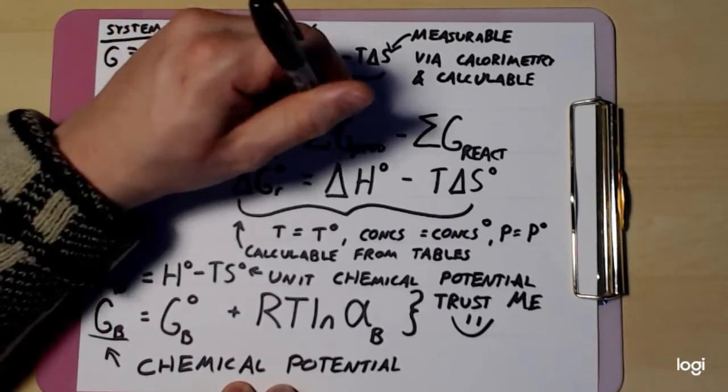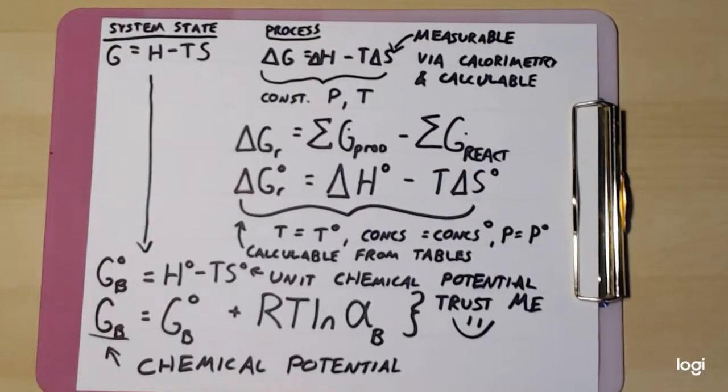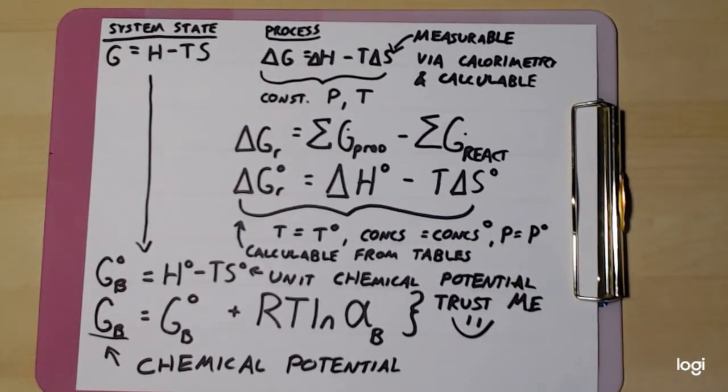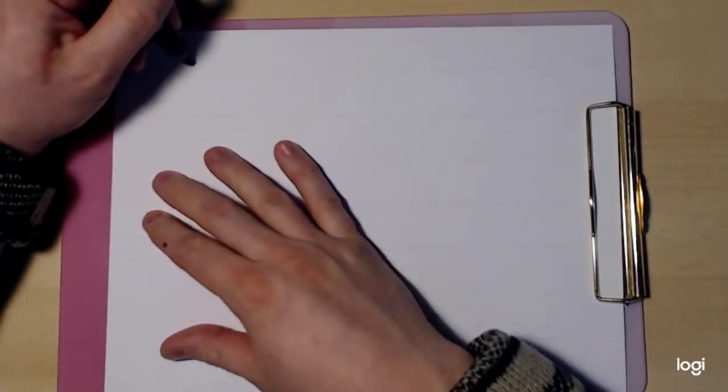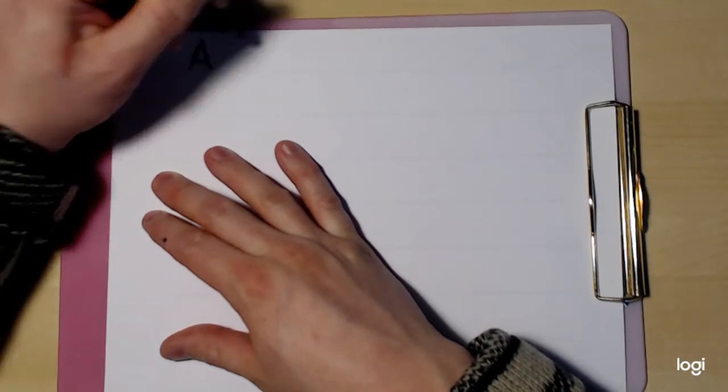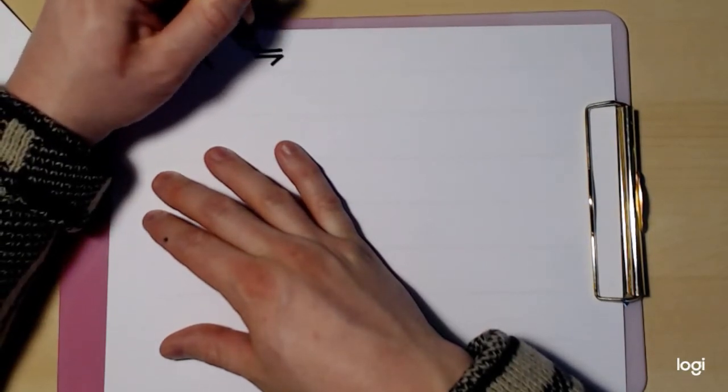Well, you'll notice that we can now plug these chemical potentials into this formula that we have up here, where the delta G of reaction is equal to the sum of the Gibbs free energy of the products minus the sum of the Gibbs free energy of the reactants. So let's kind of go along this track and push this a little bit further. Okay, so now let's consider the most simple chemical reaction you can imagine. A yields B reversibly.